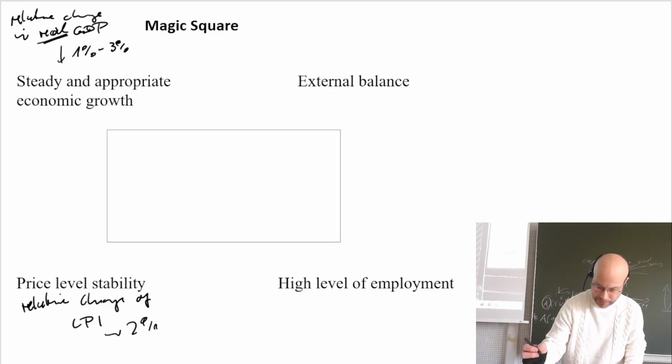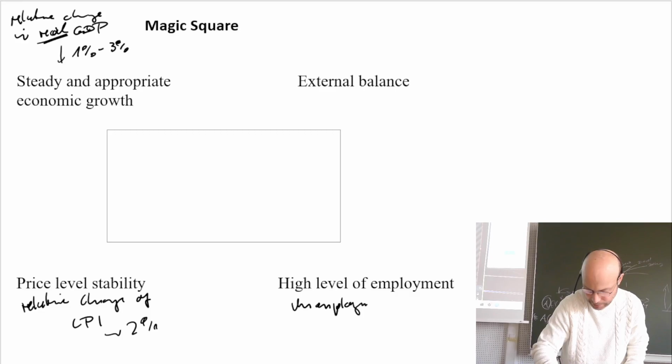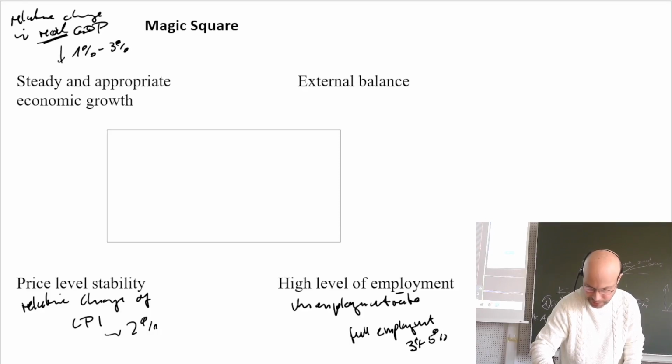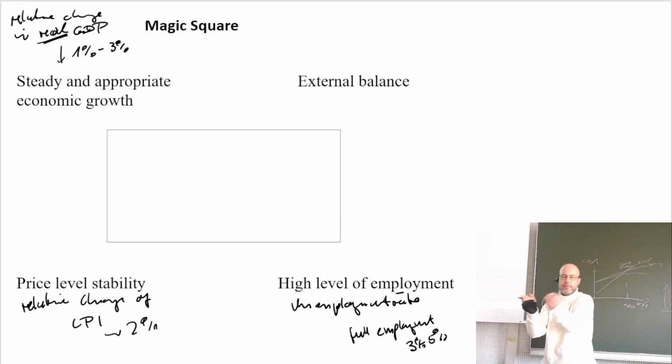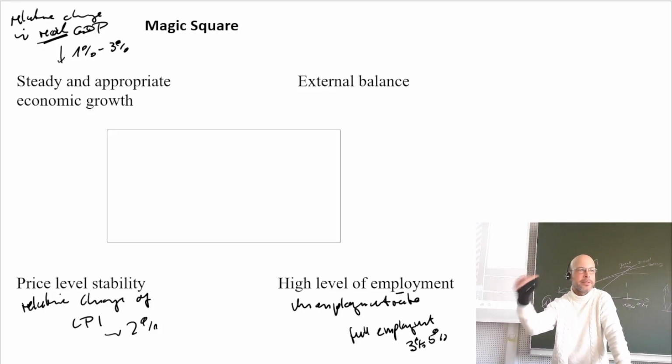High level of employment. This of course is measured via the unemployment rate, and we talked about full employment at roughly 3 to 5 or 3 to 4% for Germany or even for developed countries. Well, this always depends on what kind of social system you have. So in the United States, maybe this number is a bit lower because they do not have such a high level social system.